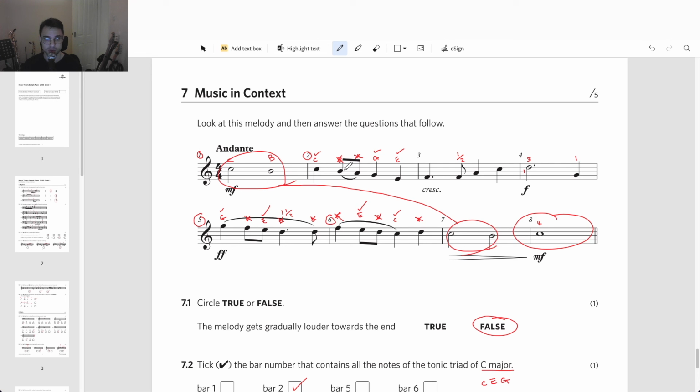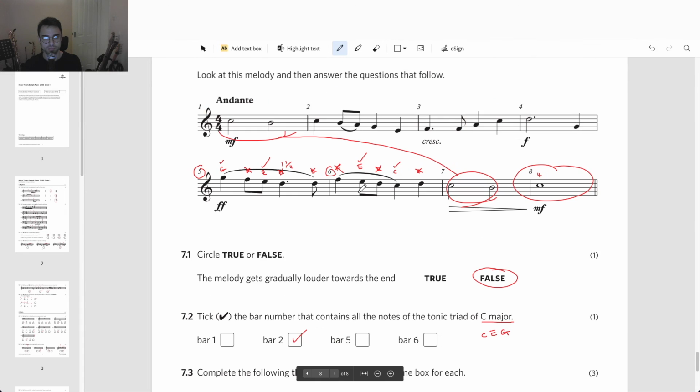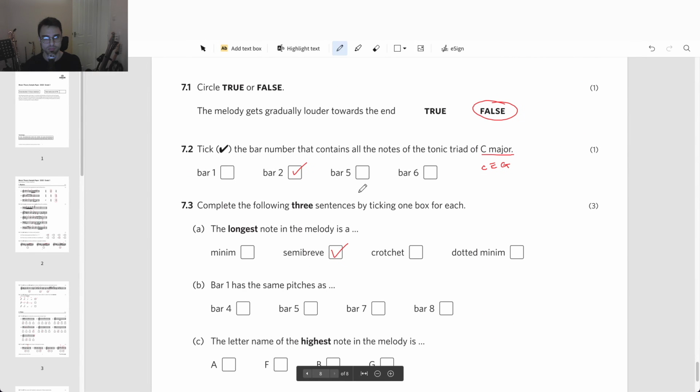Does this have a C and a B in it? Yes. Does this have a C and a B in it? No. No, this doesn't either. This doesn't, and this doesn't. So this does have C and B in it, but it's not exactly the same. Bar 7 is our answer.